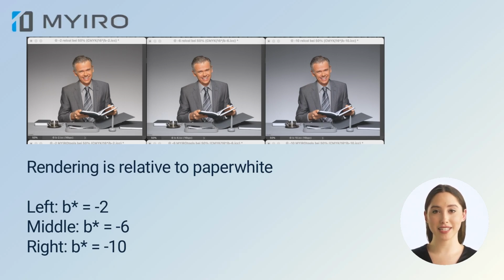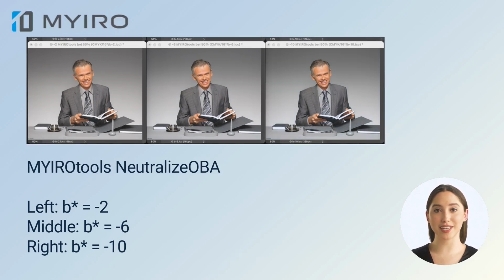Imagine you create a campaign where you reuse the same image on different types of media. I think we can agree that the 3 images look fundamentally different. In MYIROtools, we implemented a gamma mapping that analyzes the amount of optical brighteners and renders the image in a way that it appears very similar on all types of media.